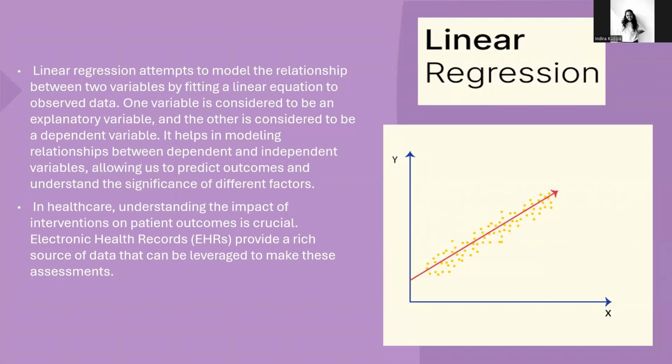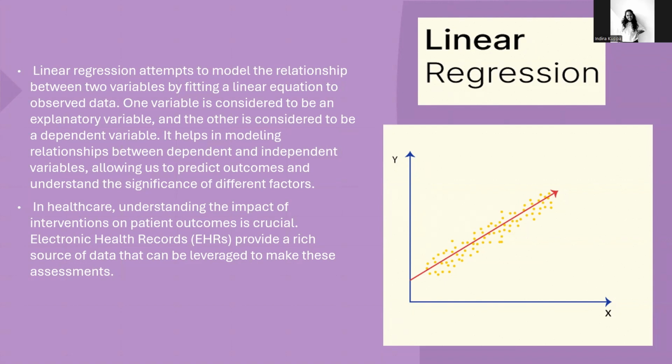My Teach One's topic is linear regression. It is a statistical method that models the relationship between two variables, the independent and dependent variables, by fitting a linear equation to the given data. One variable, the independent variable, is also considered an explanatory variable, and the other is the dependent variable. Linear regression helps in modeling relationships between independent and dependent variables, allowing us to predict outcomes and understand the significance of different factors in the model.